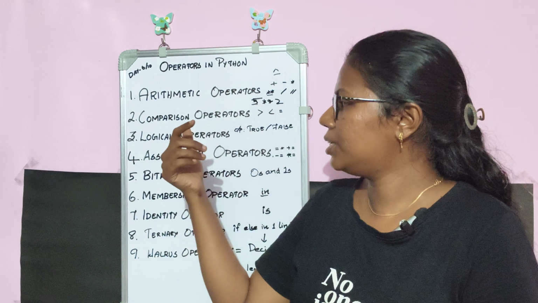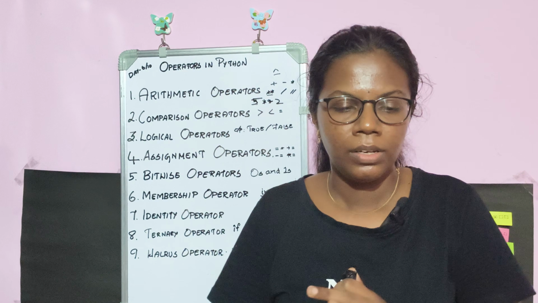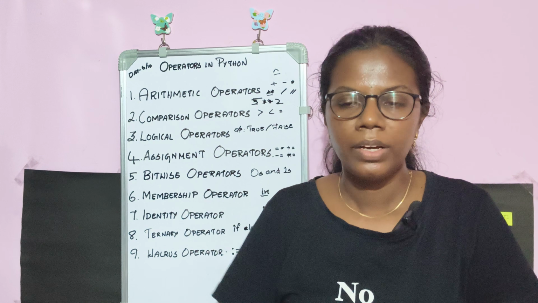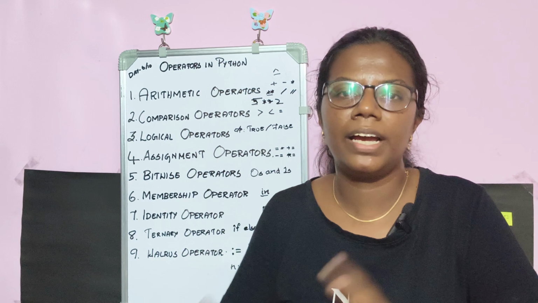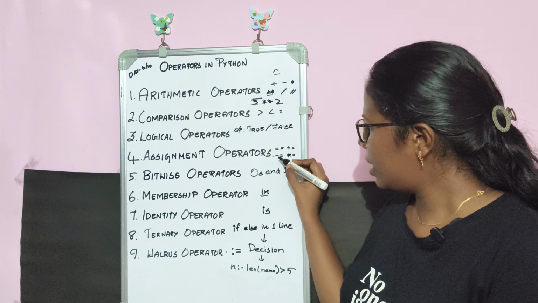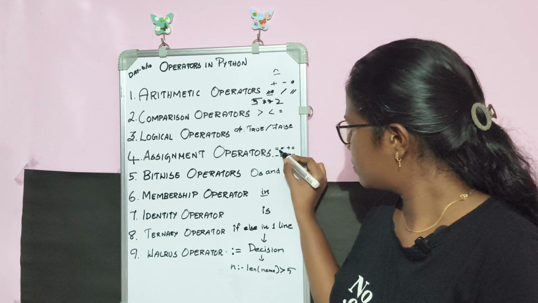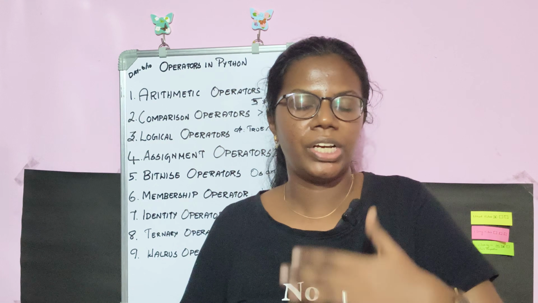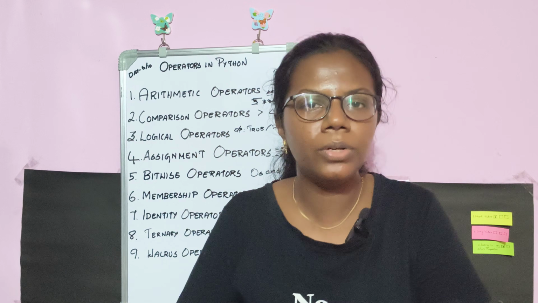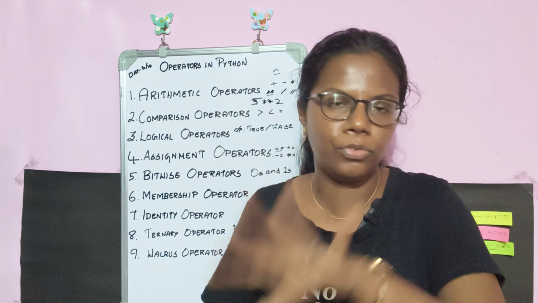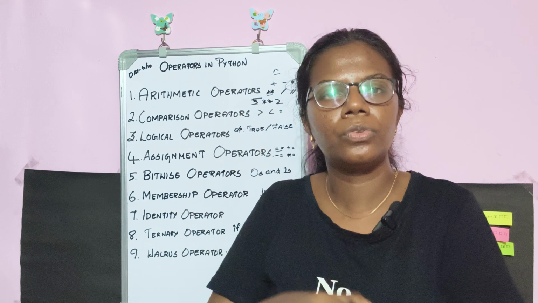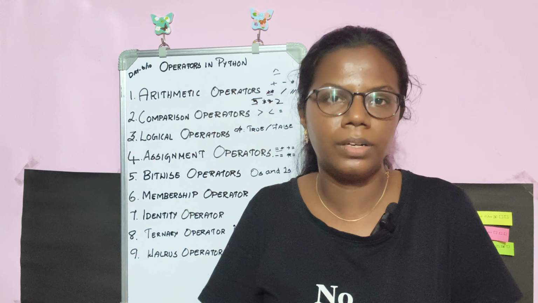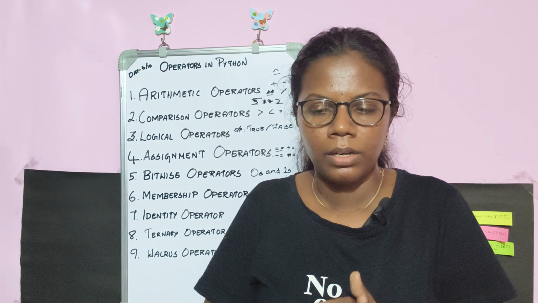Even for comparison, you can use it in that same way. The major goal of the assignment operator is to reduce the number of lines and to assign a value. Specifically, we have the equal operator here as the first assignment operator, which is used if I want to assign a value to a particular variable, A is equal to 5, likewise. And if I want to check if those values are equal, I have to use double equal to.